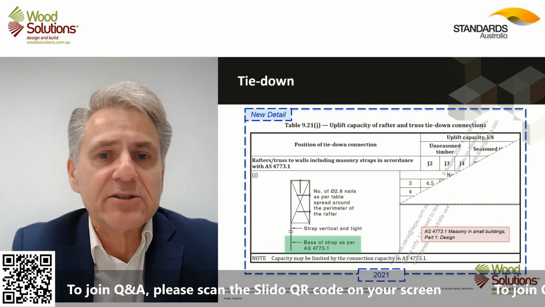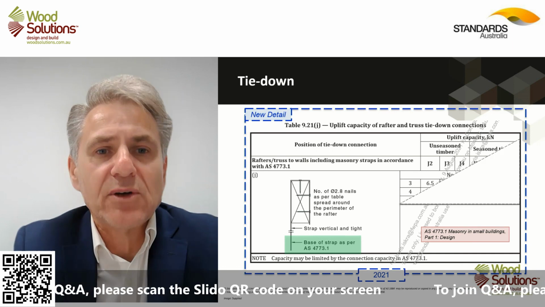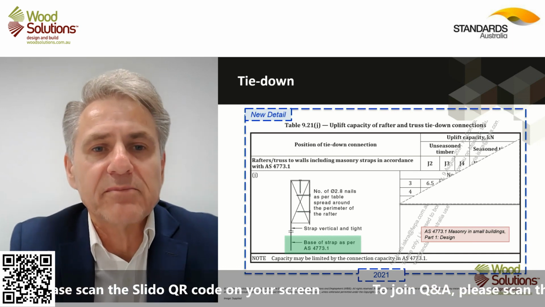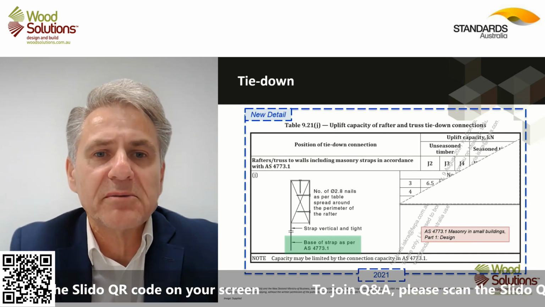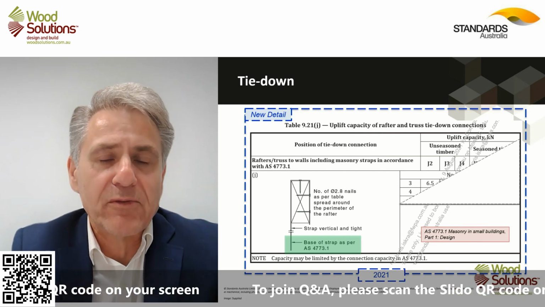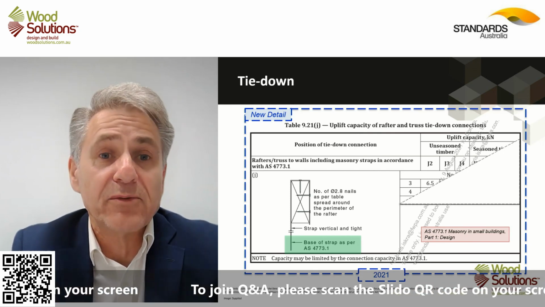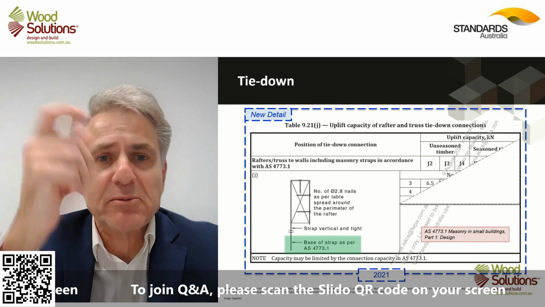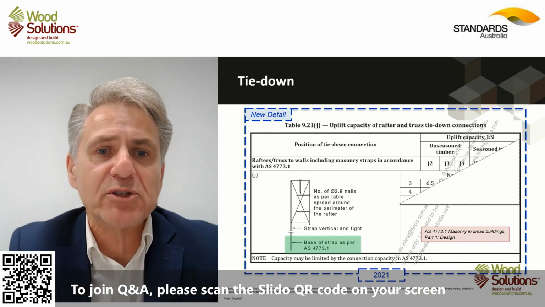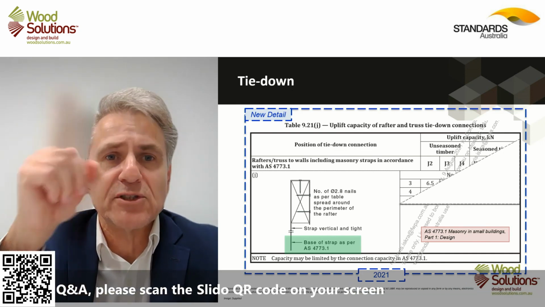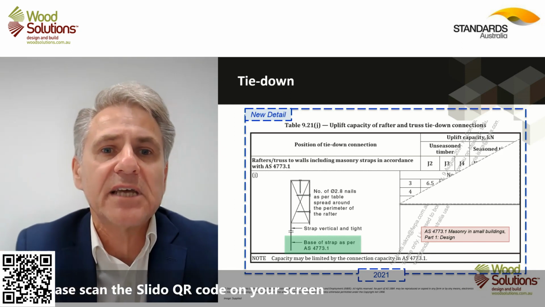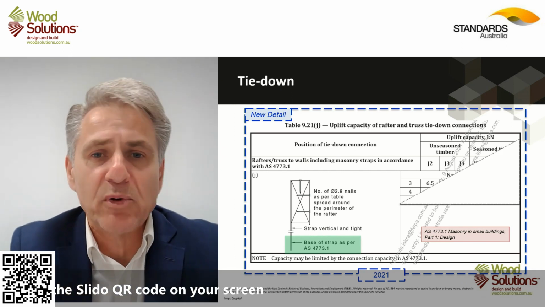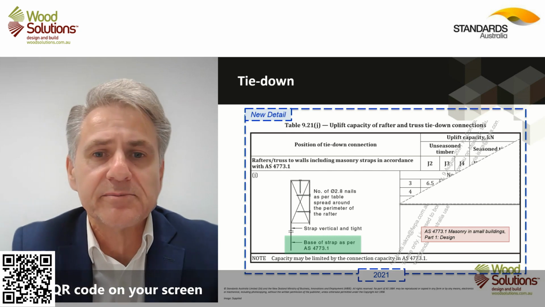And the same sort of detail, in this case tying down trusses or rafters down to walls, including masonry. So even though I've referred to the masonry standard for the end of the strap, that strap could be tied down to a timber frame as well, using the details. As long as it's got a looped strap detail, the capacities would be as per the table in the standard.